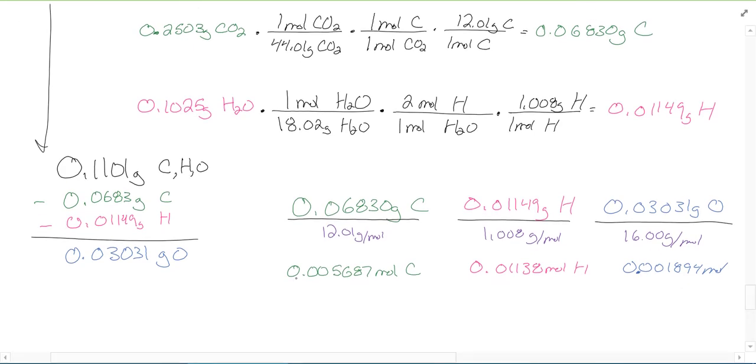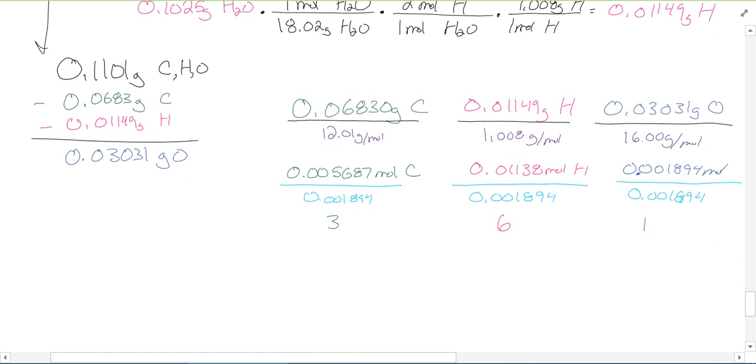Now we're going to divide by the smallest one, which is oxygen, 0.001894. So for carbon, it looks like I get 3. Hydrogen, I think I get 6. And oxygen, of course, I get 1. So the empirical formula is C3H6O.